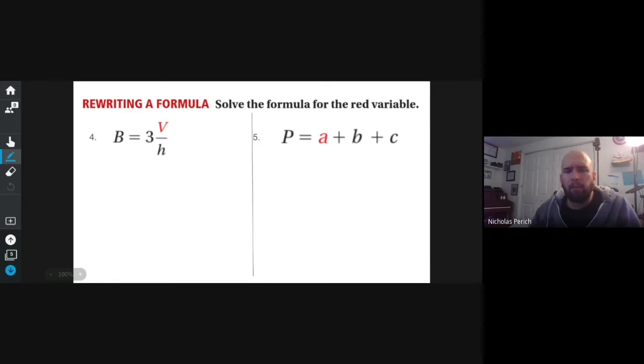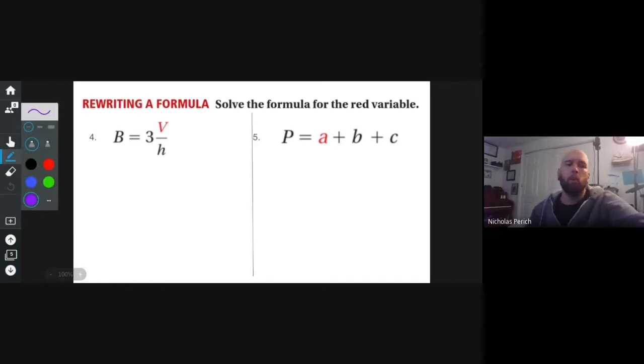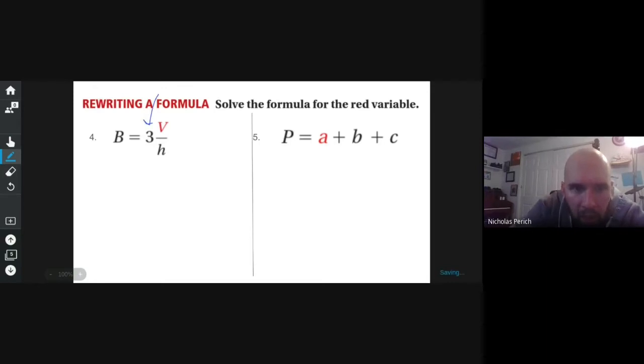And I'm supposed to get V all by itself. So let's take a look at what I have in front of me. Is V all by itself? Let's look at the 2 things that are in the way. The 2 things that are in the way are that 3 right there and that H right there. Okay? Let's get rid of the H first because it's just easier looking if I got rid of the H first. How do I get rid of H? What is H currently doing to V that makes it in the way?